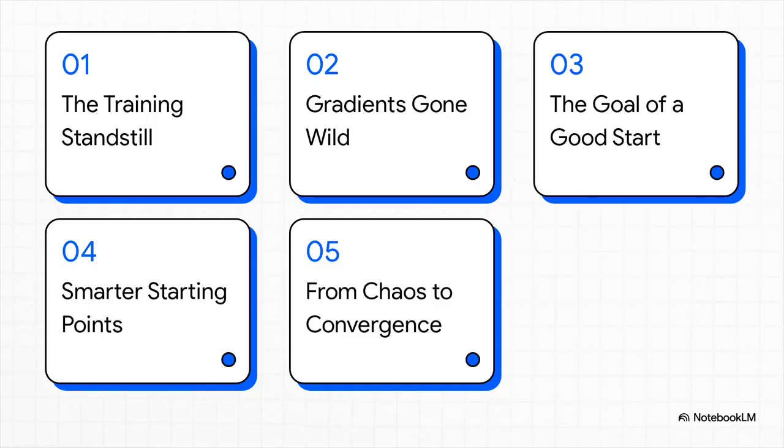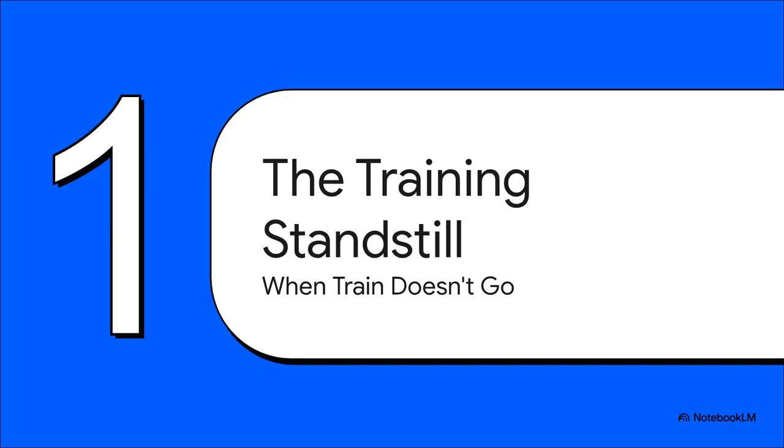All right, so here's our game plan. First, we'll talk about that frustrating moment when training just stalls out. Then we'll meet the two big villains that cause all the trouble. After that, we'll figure out what a good start actually looks like, introduce the heroes, the smart initialization methods, and finally, see the massive difference it all makes. Let's get into it.